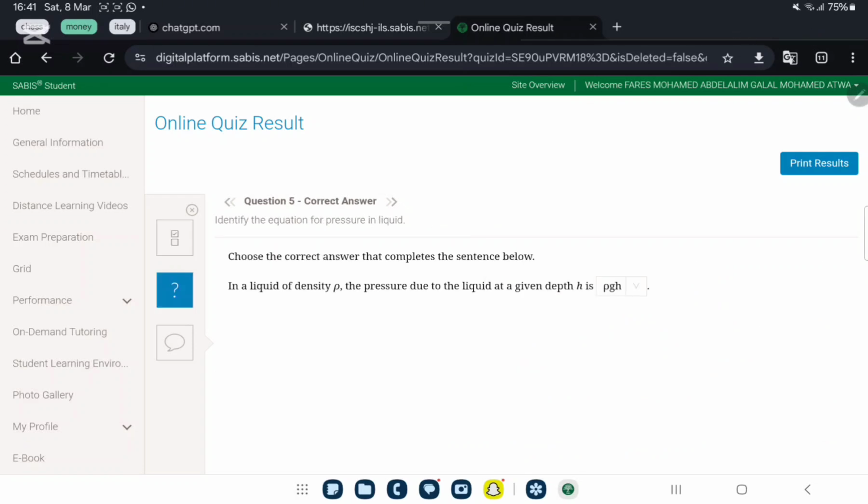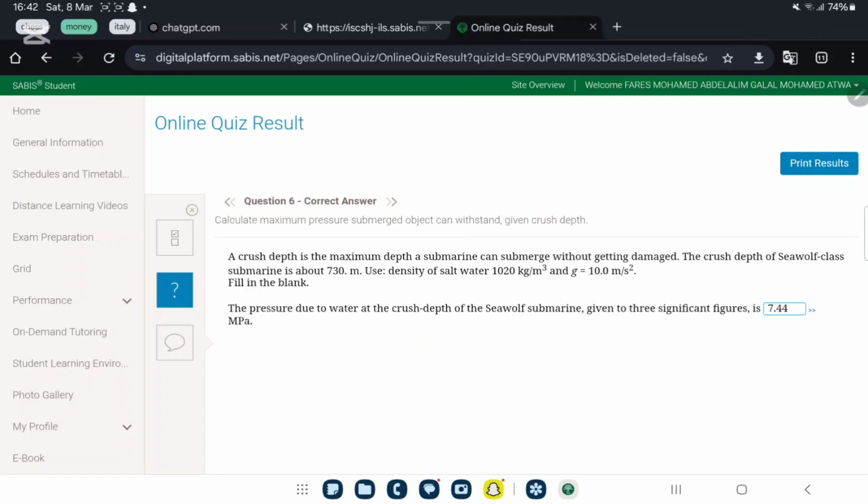Here they're asking for the rule of the pressure in liquids. I don't remember the name of this thing, but density times G times H is the rule for this. The crush depth is the maximum depth a submarine can submerge without getting damaged. The crush depth of a Seawolf class submarine is about 730 meters. Density of water is 1200 and G is 10. So they want us to find the pressure that this thing can withstand. So pressure is density times G times H.